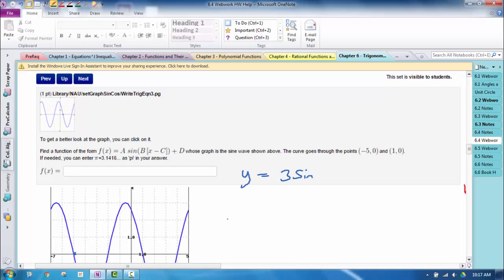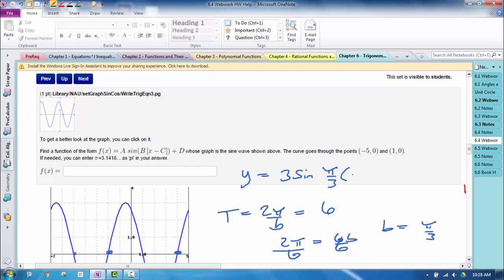And then I want to find b. The period is equal to 2 pi over b. So in this case, the period of mine repeats from -2 all the way to 3, it looks like. So my period would be 6. So now I can solve this by multiplying both sides by b and dividing both sides by 6. And I end up getting b equals pi over 3. So my b is pi over 3. And then times x minus c plus d.